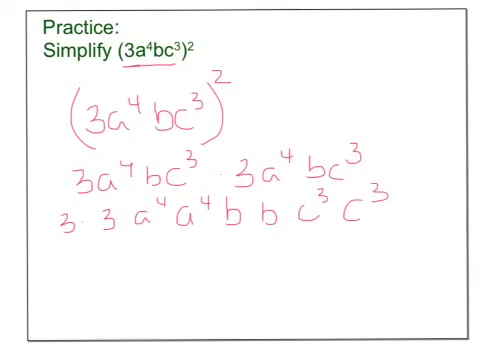I'm not going to expand on this one, so I'm not going to write a 4 times and b 4 times. I'm just going to say that we know that there's 4 a's here and another 4 there, so in the end you're going to have 8 a's. The 3 times 3 to begin our new expression will be 9, and you've got b squared because there's 2 b's, and then c cubed and c cubed is c to the 6th.